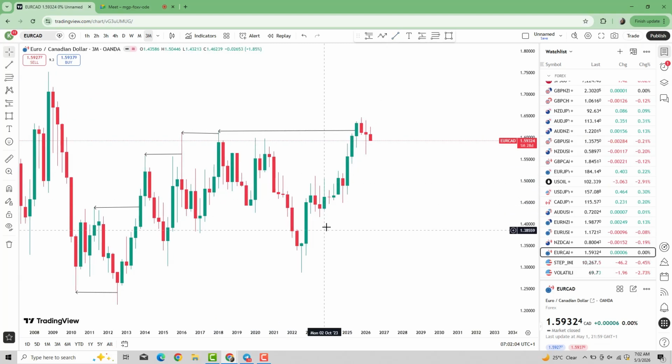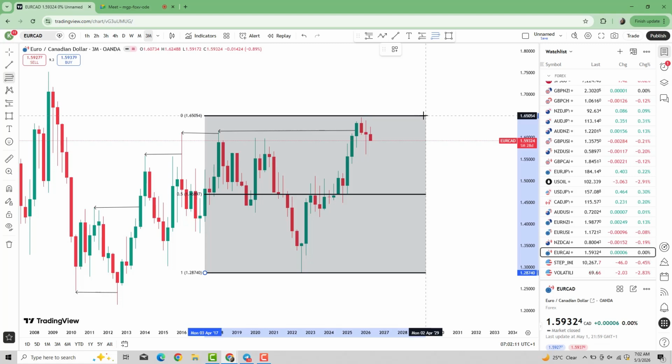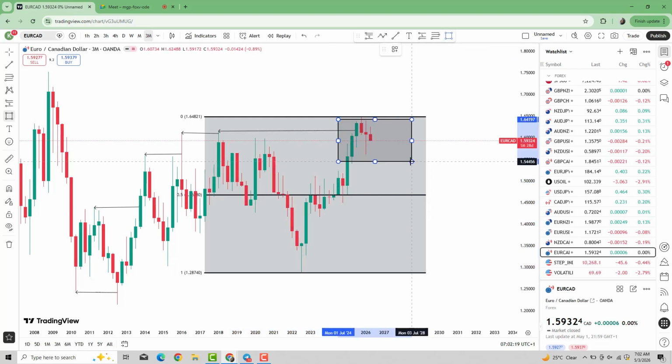Now, something really happened. If you use your fib retracement tool and place it here from this higher low to this higher high, you could see that price is at the premium zone. And on the premium zone, what do we do? We sell. That was another thing that made me take that sell.